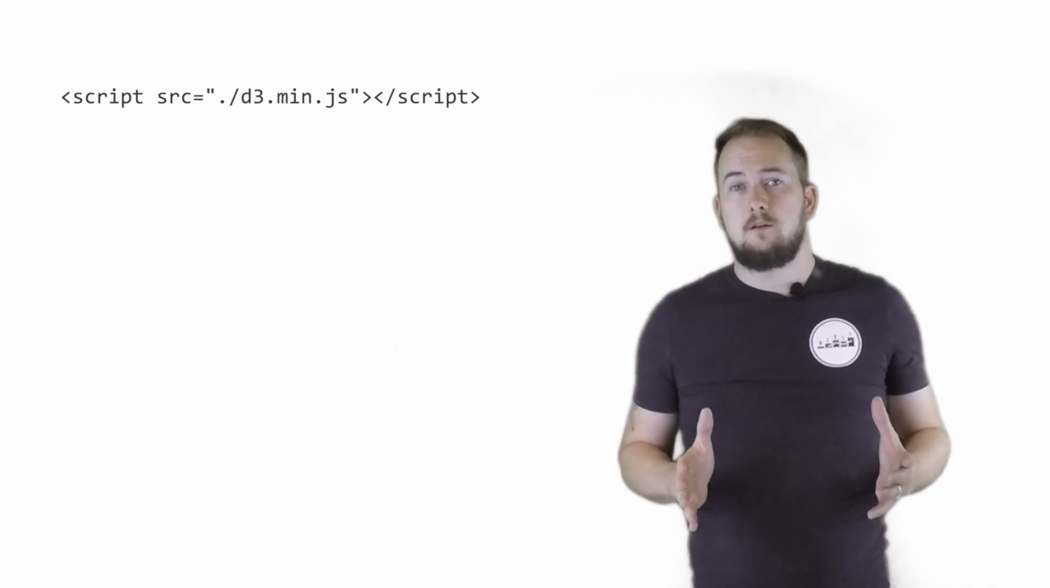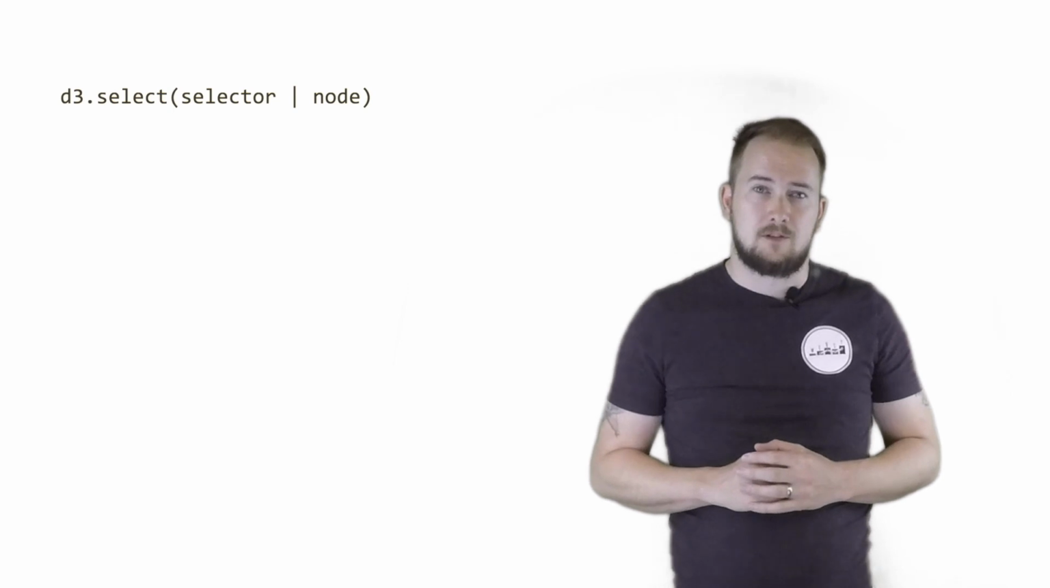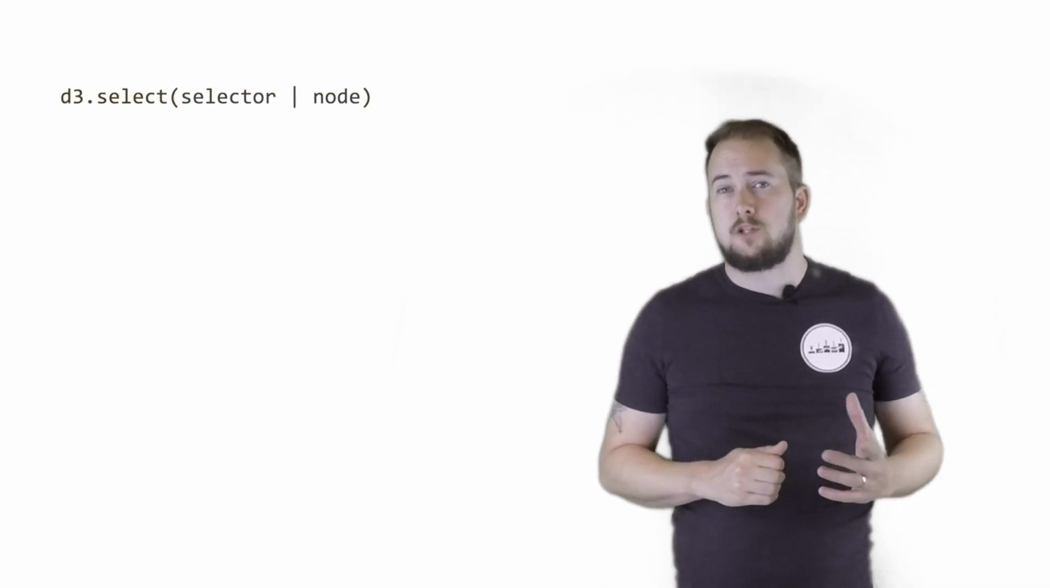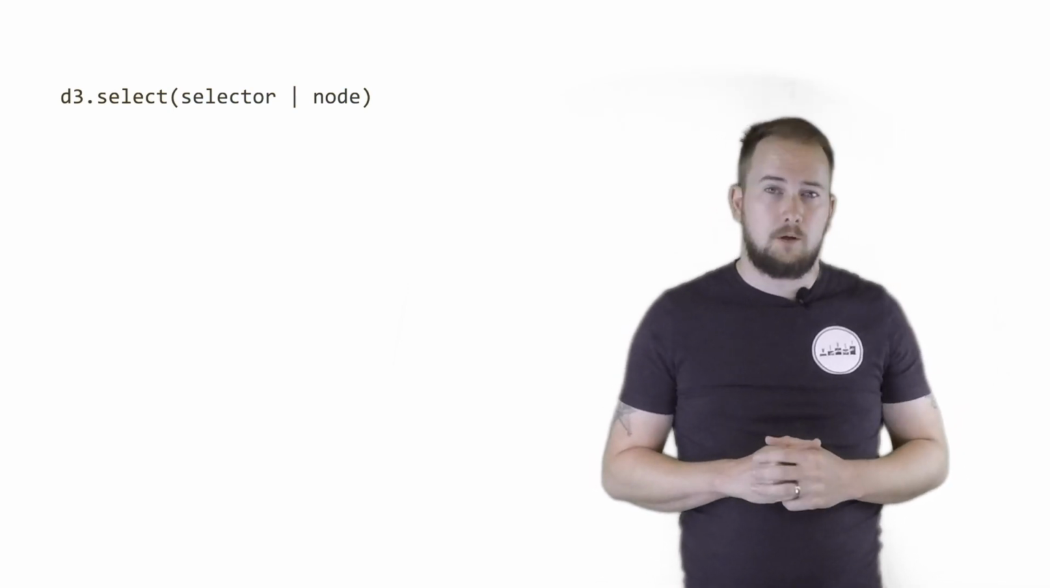With the file loaded, we'll have access to a new global variable called D3, which we can start to work with. The first thing we're going to look at is the select method, which allows us to get a reference to an existing element and returns it as a D3 node.